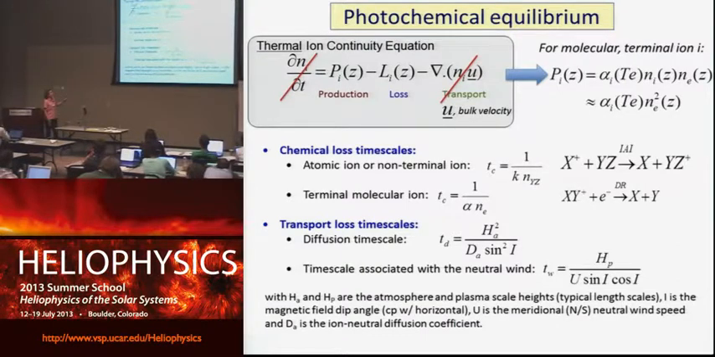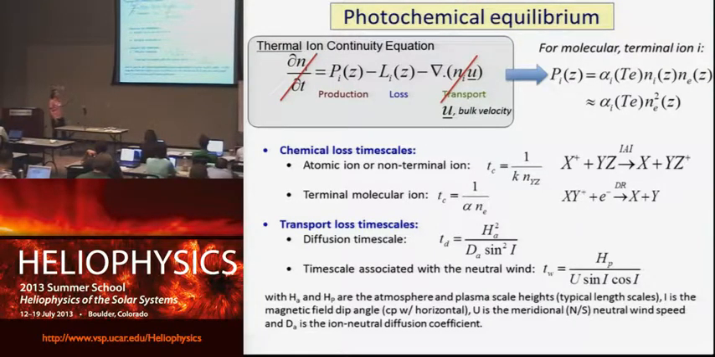Under photochemical equilibrium, where the transport term can be neglected, and if you can also neglect this term, assuming stationarity, the continuity equation is reduced to production equals loss. And if you have one main ion, it means that the production of the ion will be equal to the recombination coefficient times the electron density squared. It means that it's very easy then to calculate the electron density as a function of the ion production rate.